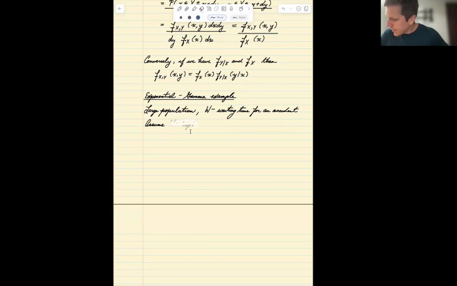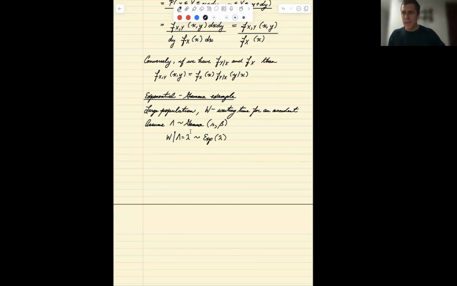Let's first assume we have a random variable lambda, which is a gamma random variable with parameters R and beta. And then we're going to define the conditional distribution of W given the value of lambda as exponential lambda. So the conditional distribution of W given this value of capital lambda is exponential, okay?